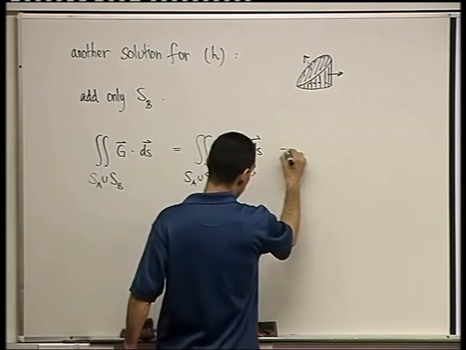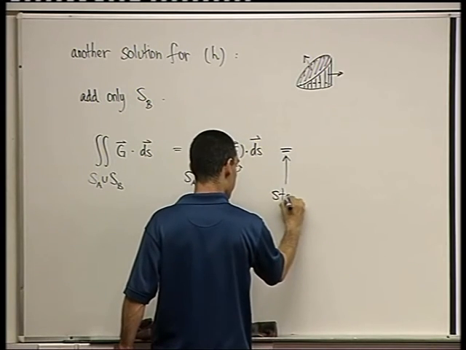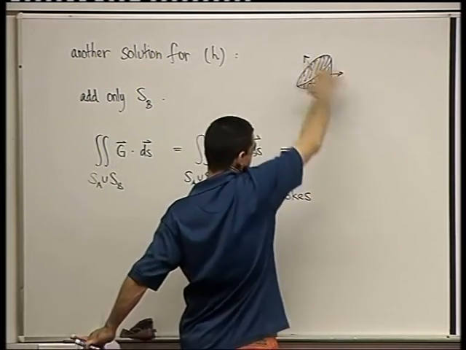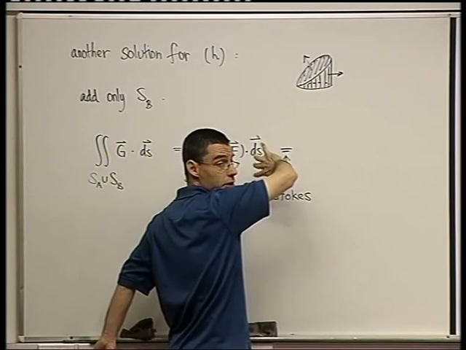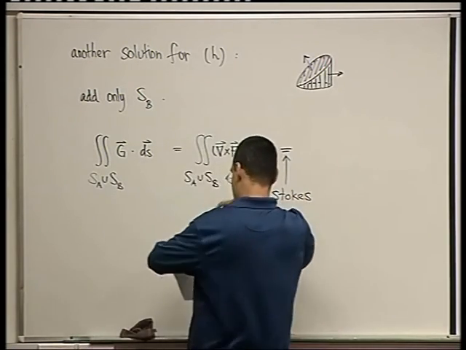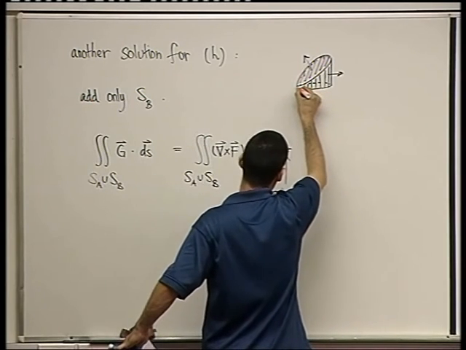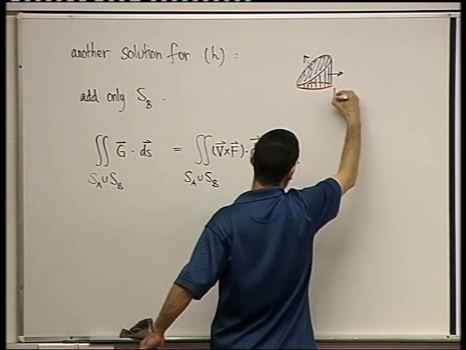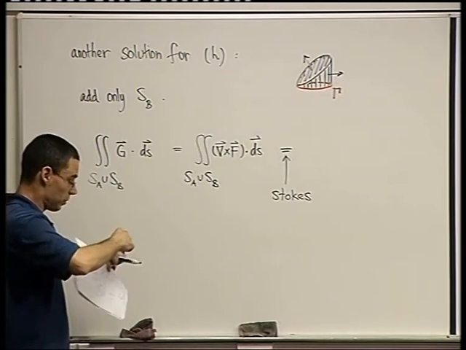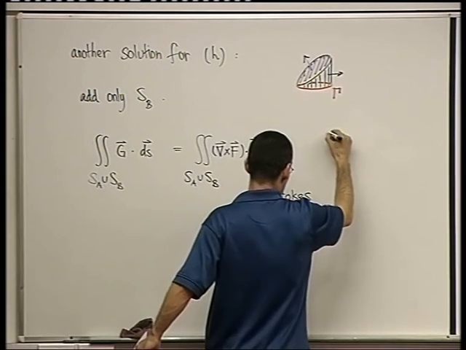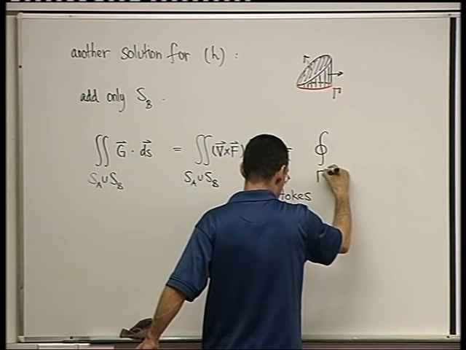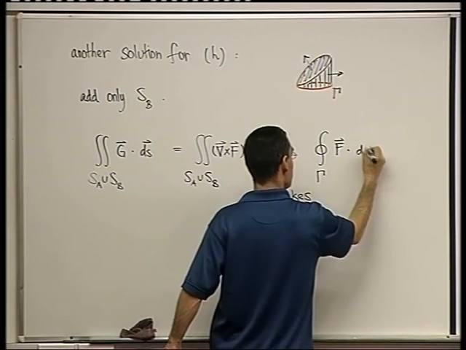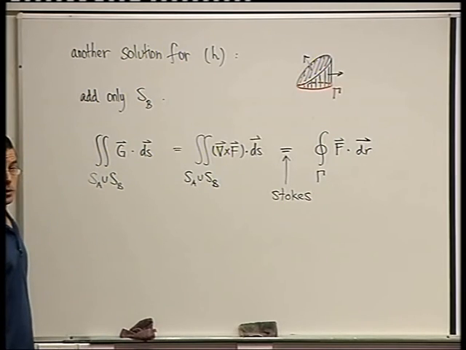And now by Stokes, this surface, do you see that this is an open surface? Do you agree that now if I take this bottom curve here, just this, goes in the back, and call it gamma, then Stokes says precisely that this is the line integral over the closed curve gamma of the field for which it's a curl, F dot dr. Do you agree?